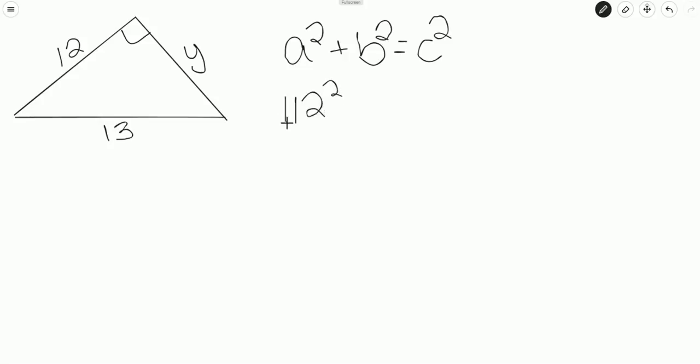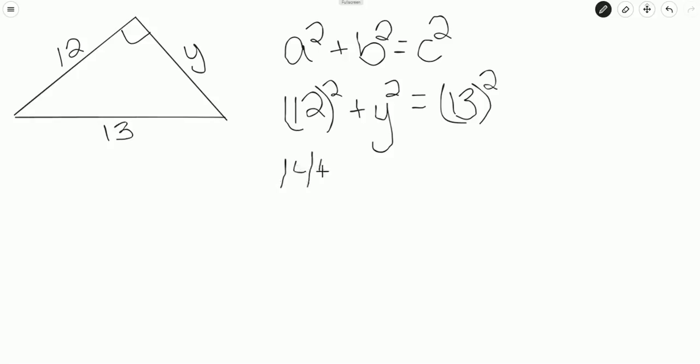So 12 squared. And then we're going to keep that as y squared. Okay, b is y in this example. And c, this is the hypotenuse, is 13 squared. So now we just start doing the math to find y. So 144 plus y squared equals 169.